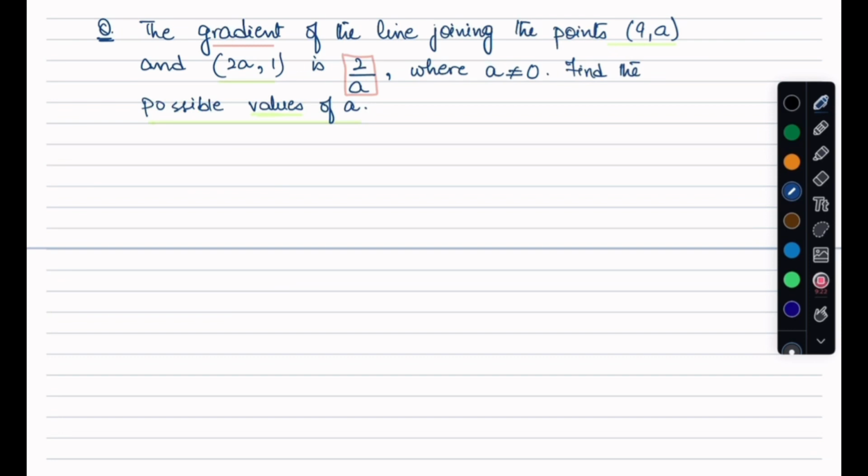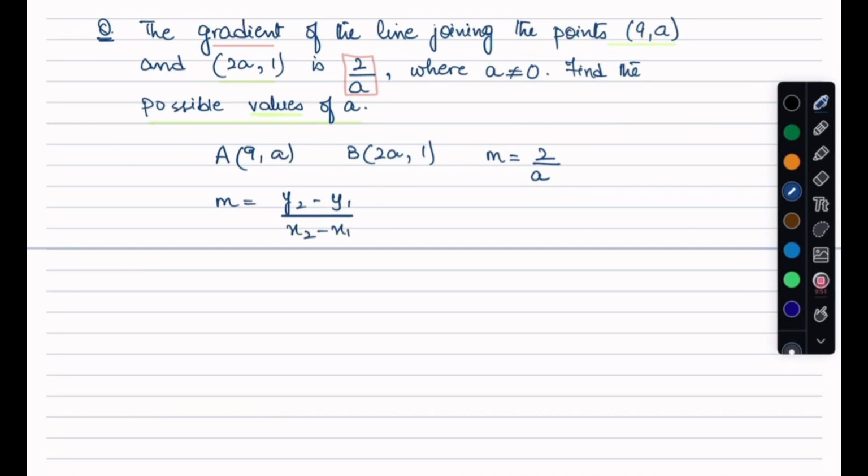So let's start the solution. Let's collect the data first. I can have the two points as (9, a). I can have the second point, which is (2a, 1), and they have also given us the gradient, which is 2 divided by a.